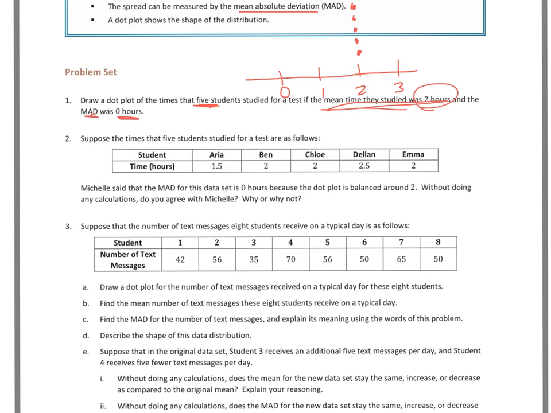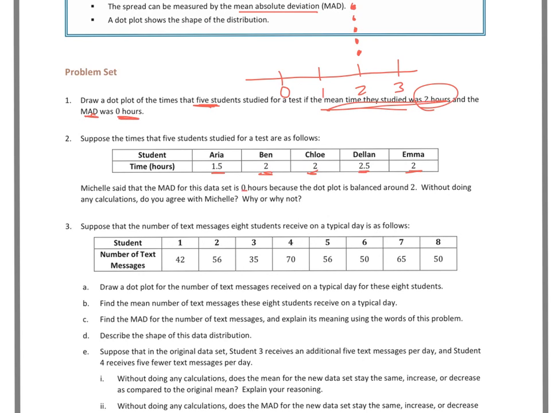2 says, suppose the times that 5 students studied for a test are as follows. We have Ari at 1.5, Ben at 2, Chloe at 2, Dylan at 2.5, and Emma at 2. Michelle said that the mean absolute deviation for this data set is 0 because the dot plot is balanced around 2. Without doing any calculations, do you agree with Michelle?